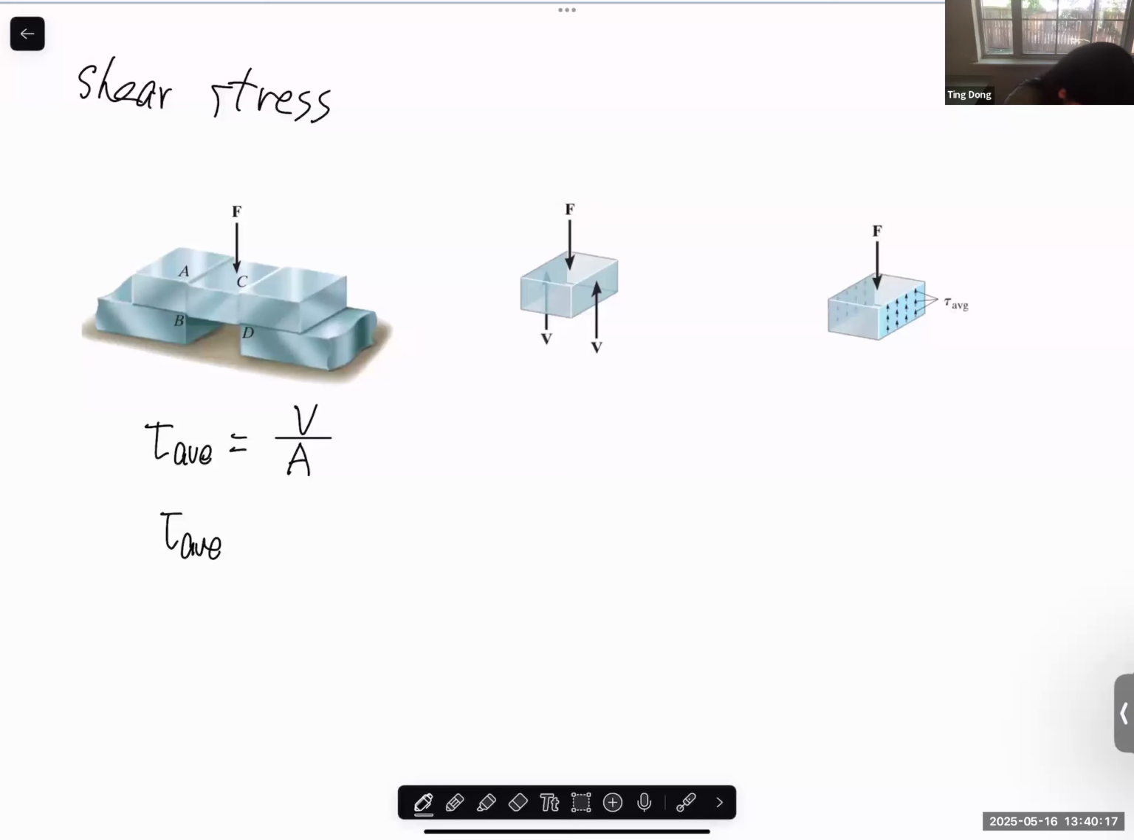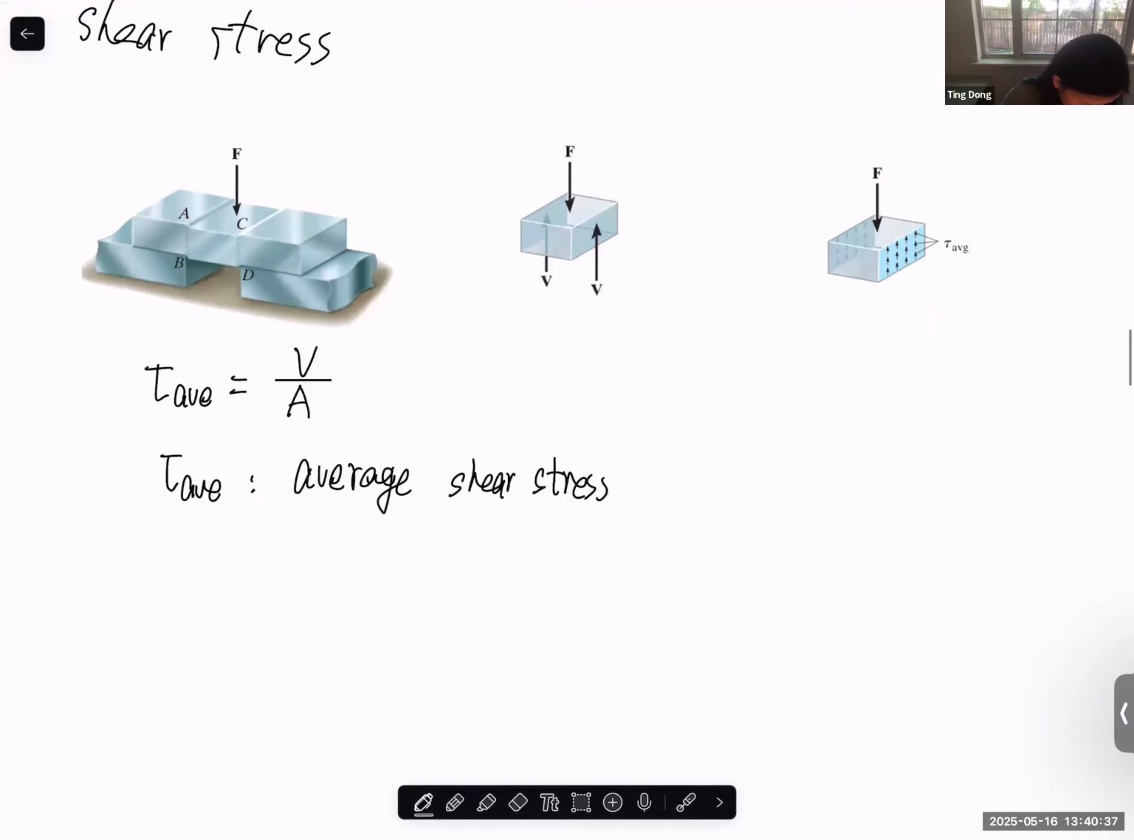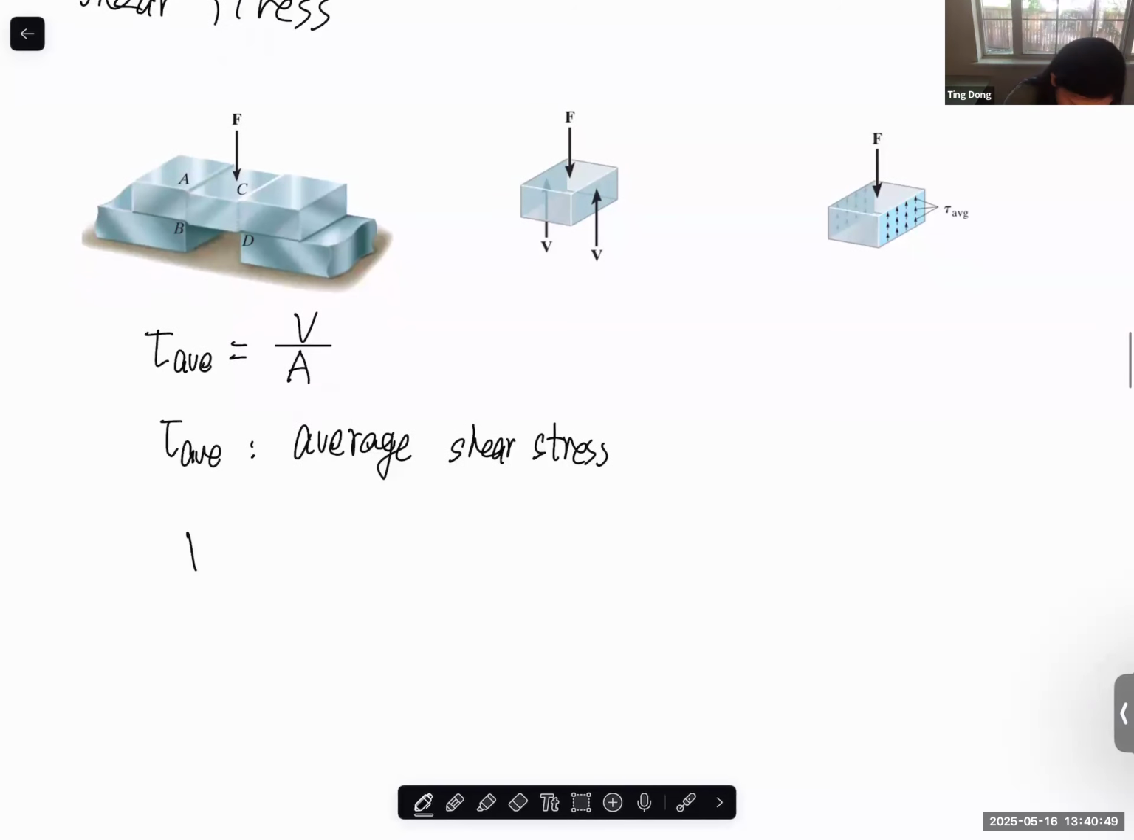Tau average is the average shear stress. We intentionally put the subscript average here because it's not uniformly distributed over the cross section, over the area. We'll talk about how it's distributed in detail in a later chapter. But for now, we just use this one to calculate average shear stress. And V is the internal shear force. It's whatever you learned from statics.